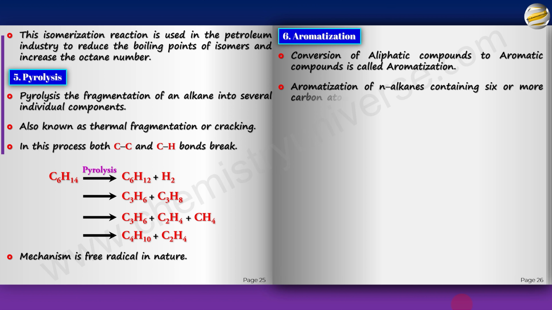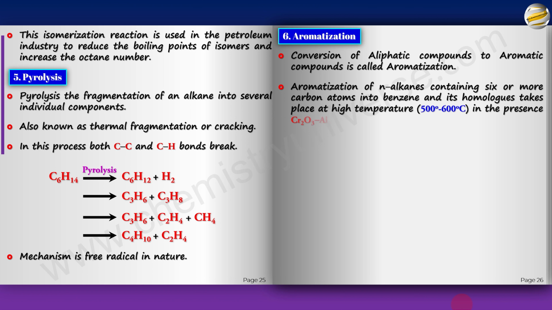Aromatization of n-alkanes containing 6 or more carbons, obviously you need 6 or more, into benzene and its homologues takes place at high temperature, 500 to 600, in the presence of Cr2O3 and Al2O3 as catalyst. So you have hexane. So what do you think will happen? Well, the 2 hydrogens from this will go away and the two carbons will join to form a cyclohexane ring. As you can see, it's a dehydrogenation reaction. So dehydrogenation takes place from all carbon atoms leading to benzene.